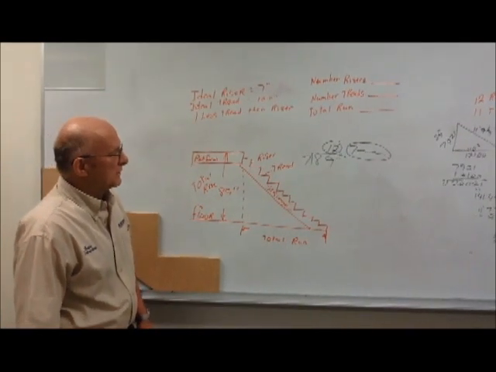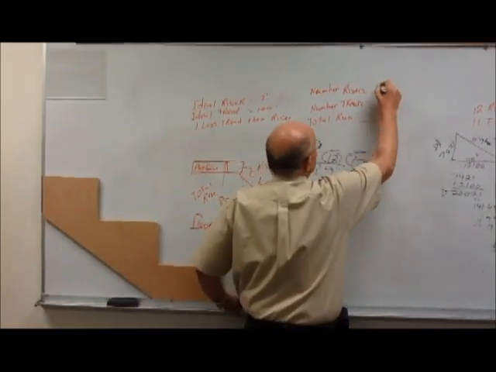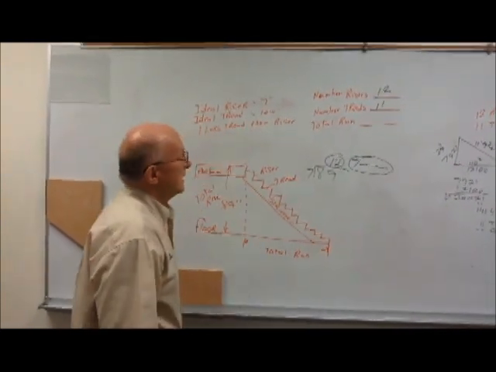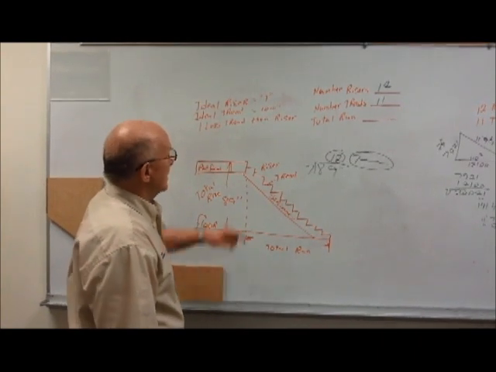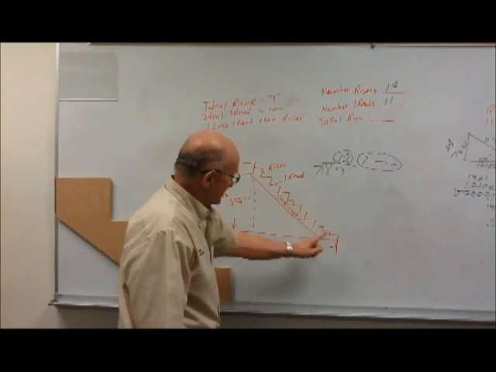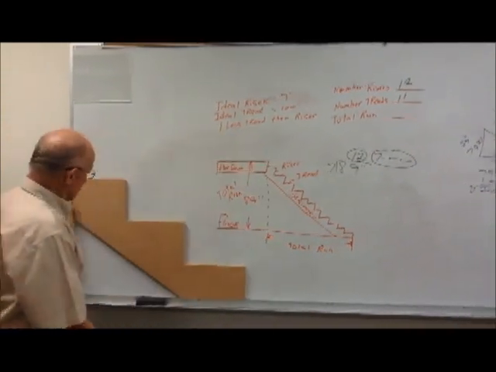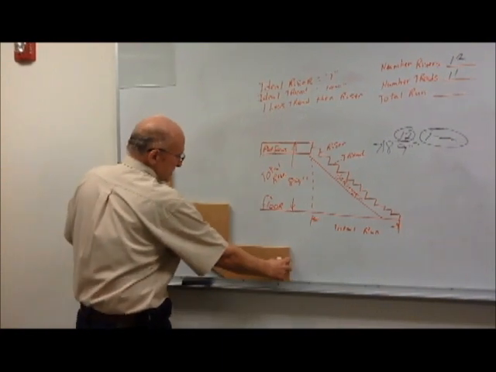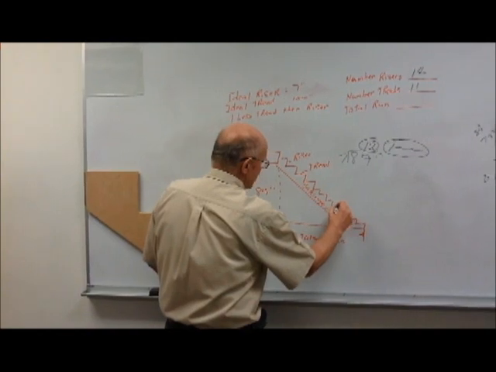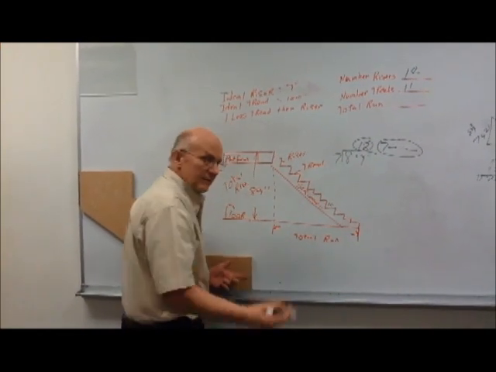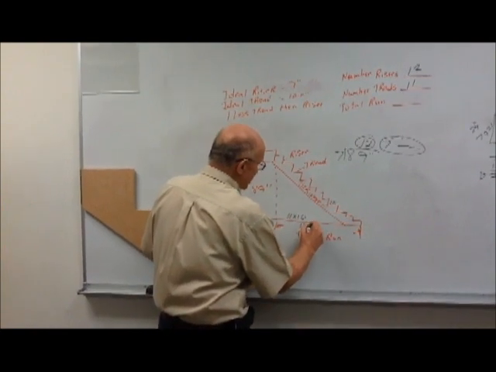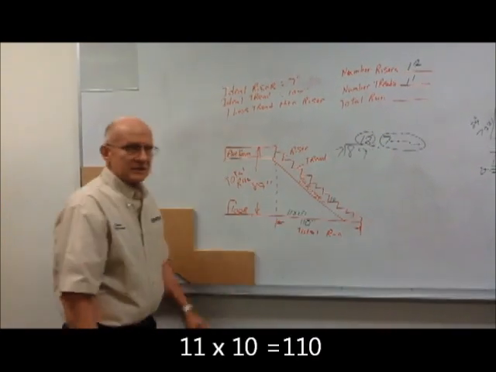Okay, so now what we know is that we have 12 risers, and one less tread, so we have 11 treads. If each of our treads is 10 inches, then I can figure out the distance from here to the bottom of my stringer, from this point to this point where this lands. Each one of these is around 10 inches, and if I take 11 of them times 10, then my total run is 110 inches.